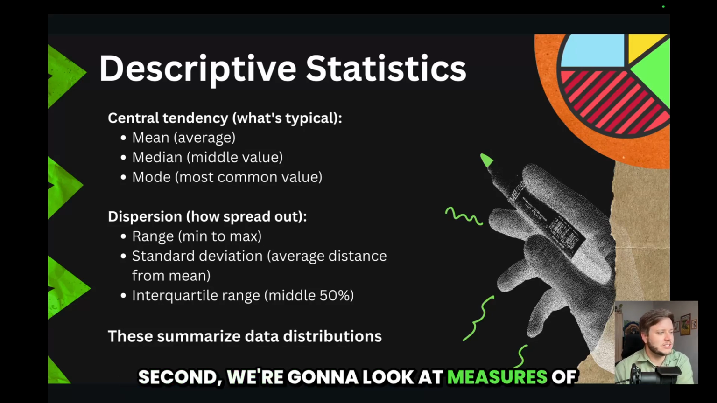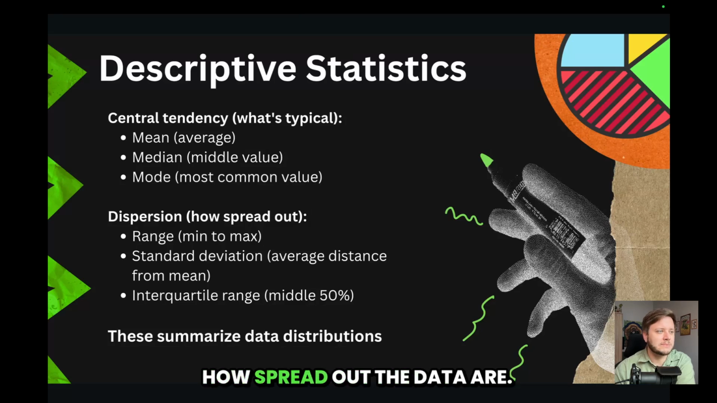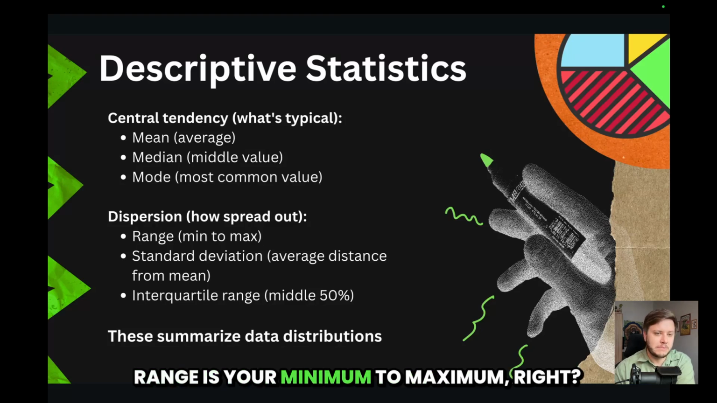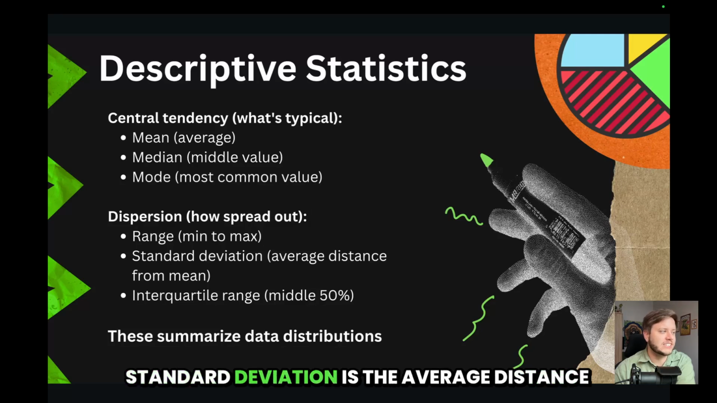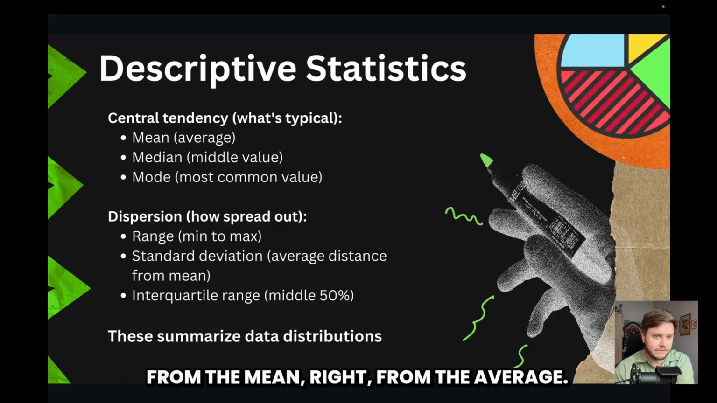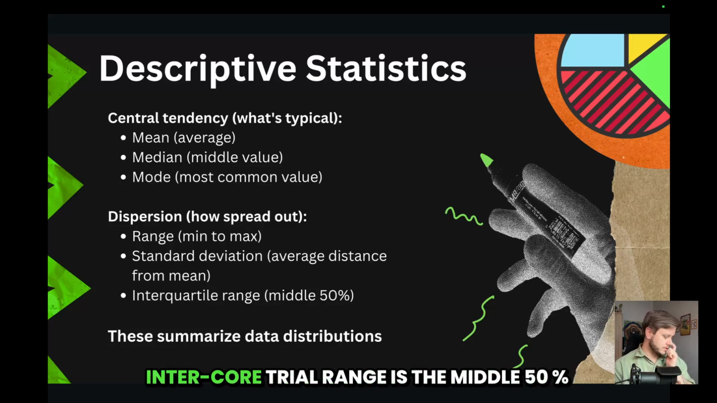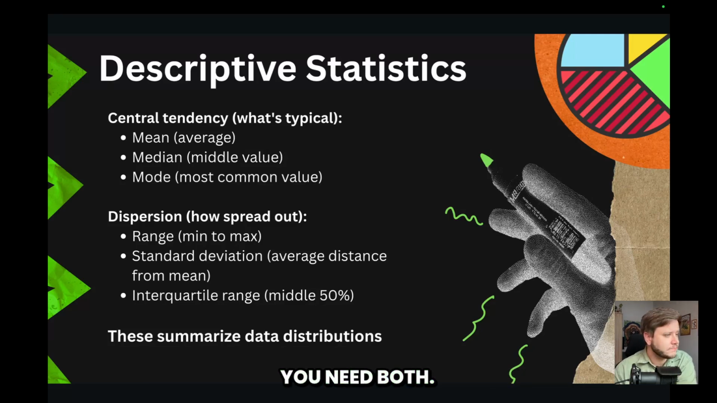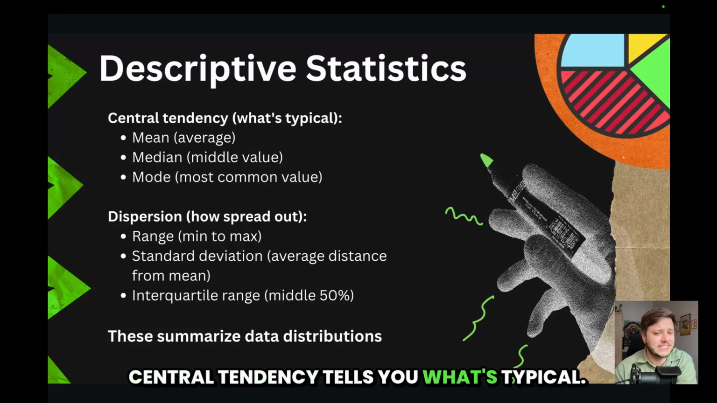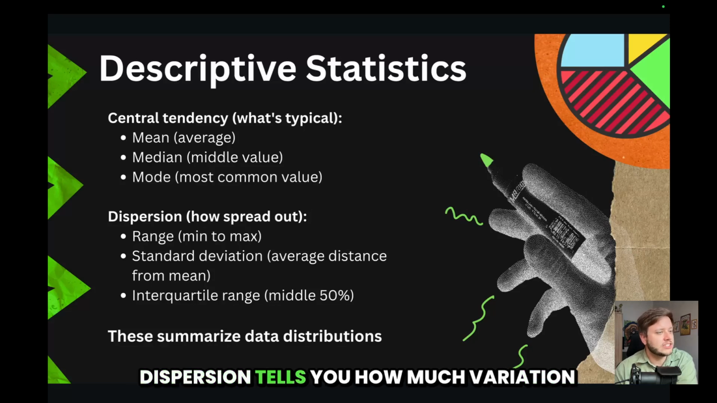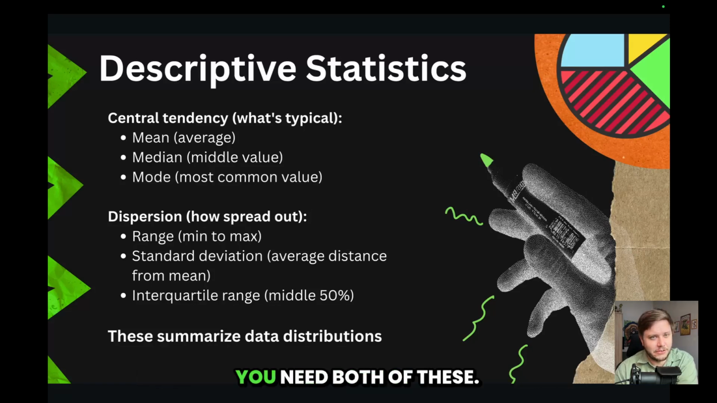Second, we're going to look at measures of dispersion, right? How spread out the data are. Range is your minimum to maximum. Standard deviation is the average distance from the mean, from the average. Interquartile range is the middle 50% of your data. You need both. Central tendency tells you what's typical. Dispersion tells you how much variation exists. Okay, you need to report both of these.